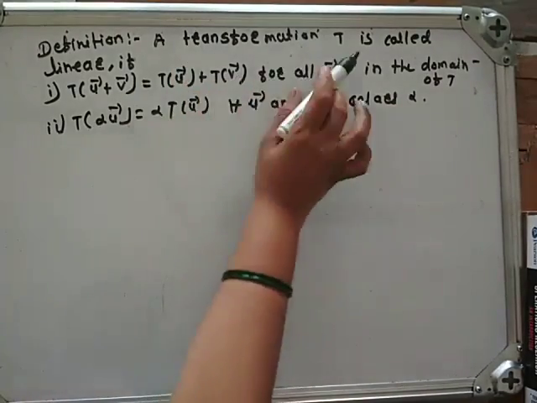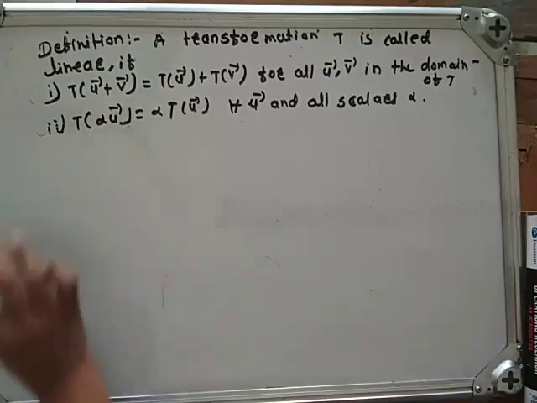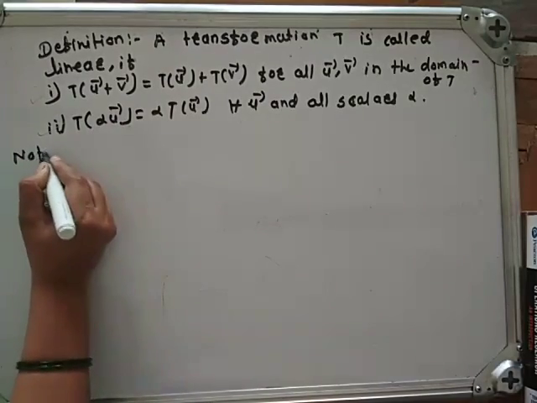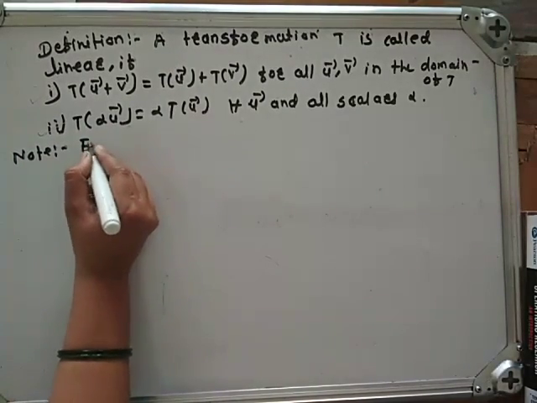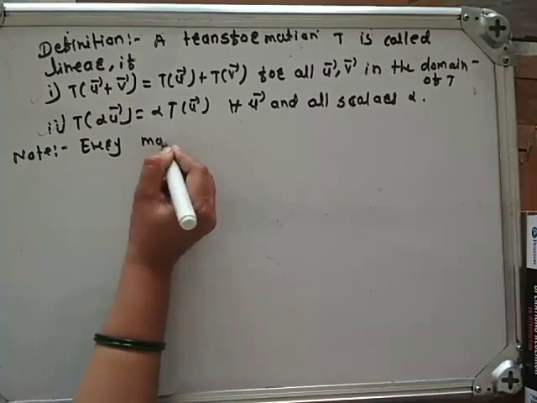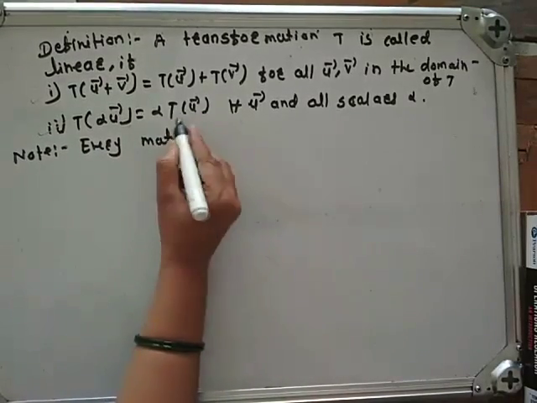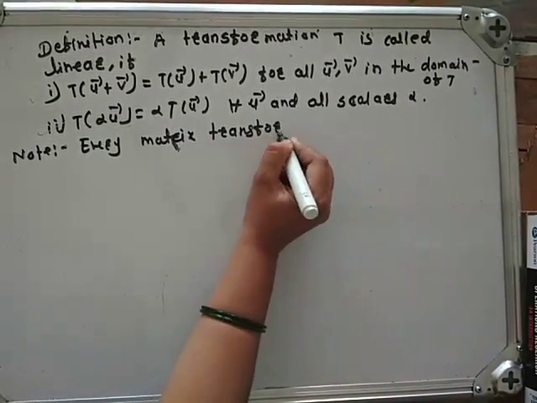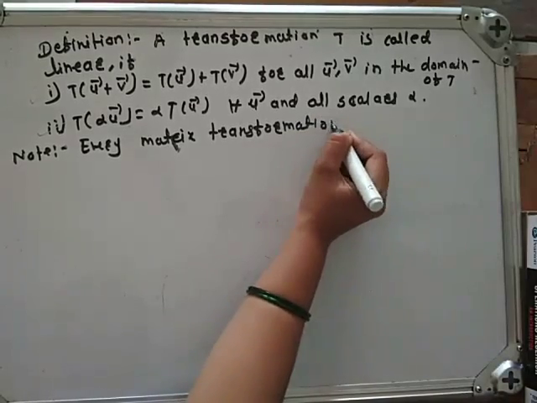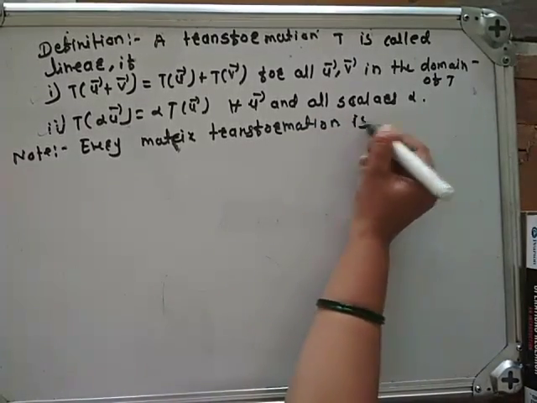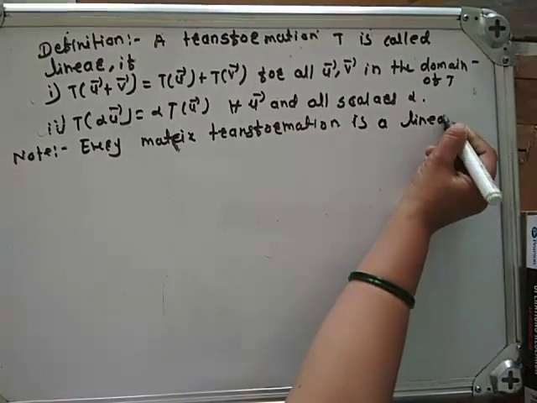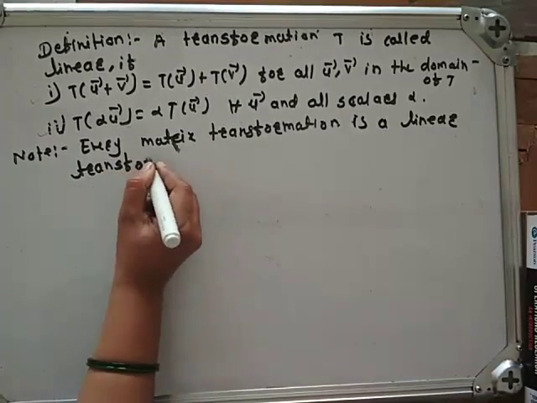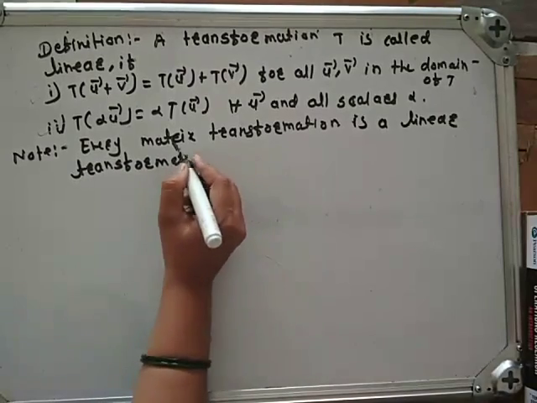A transformation T is linear if T satisfies these two properties. Okay. Write down one note. Every matrix transformation is a linear transformation. Every matrix transformation is a linear transformation.